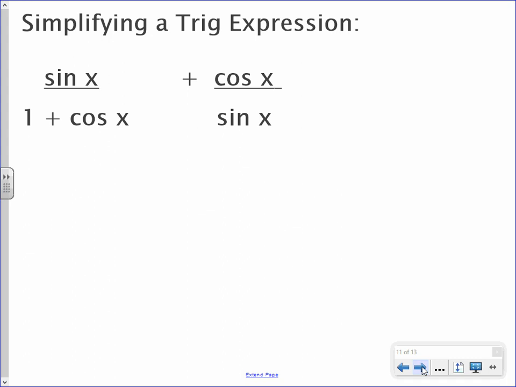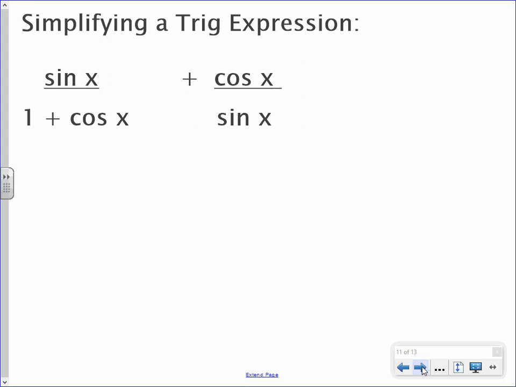I know the formatting looks a little weird, but I did want to leave some space in between. Why do you think I would save space in between those two? What are we going to have to do in order to add these two fractions together? We have to have the same denominator, right? Is there anything common about our two denominators?